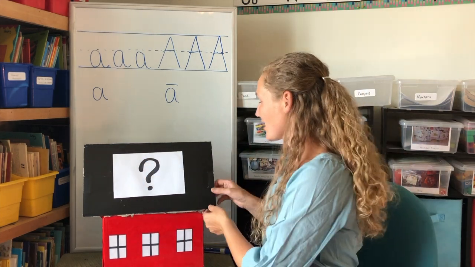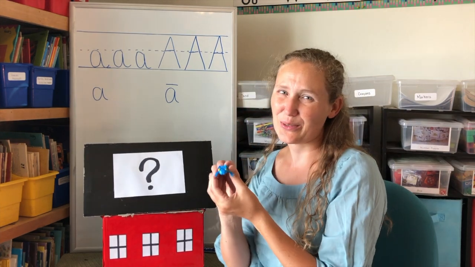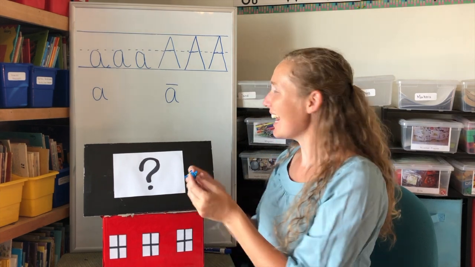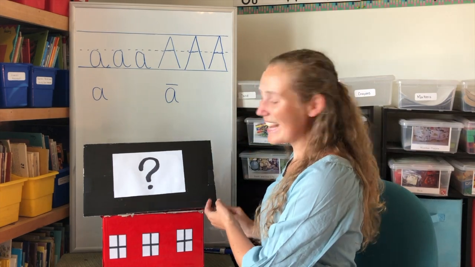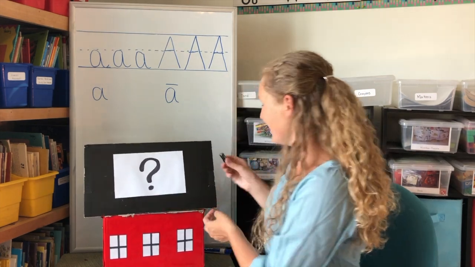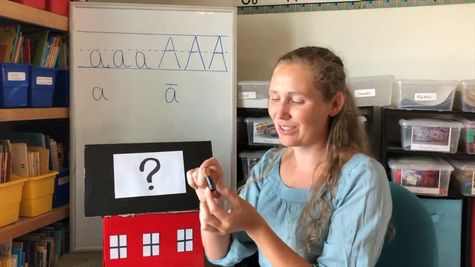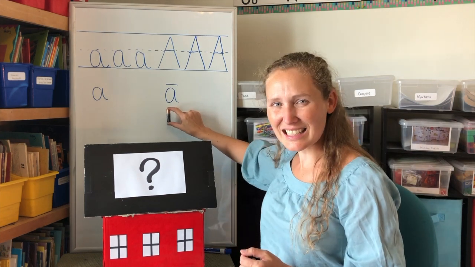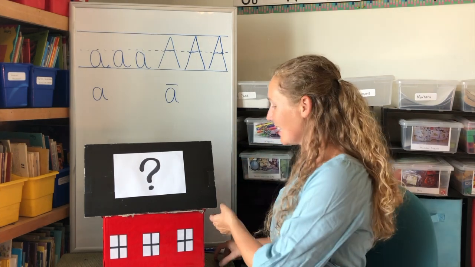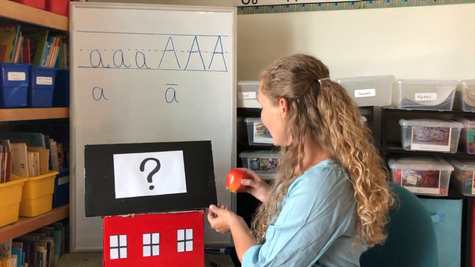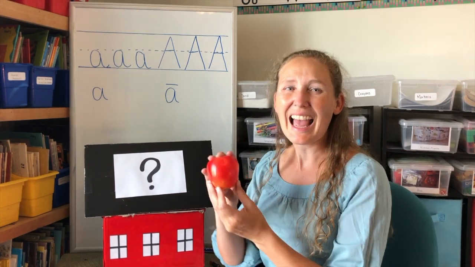What else is in our schoolhouse? It looks like we have an ant. An ant. Ant. What's next? This is a special type of battery. It's called an AA battery. A says its name when it says A battery. Last thing that's in our schoolhouse is an apple. We said this one for our rhyme today. Apple.